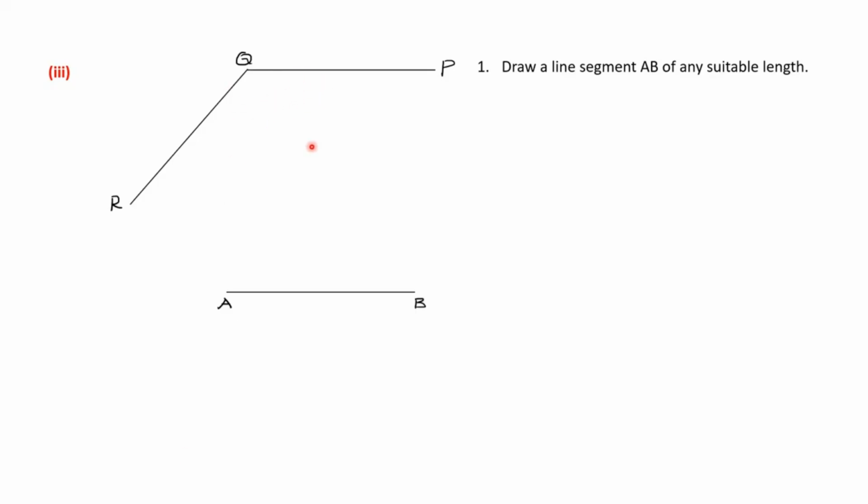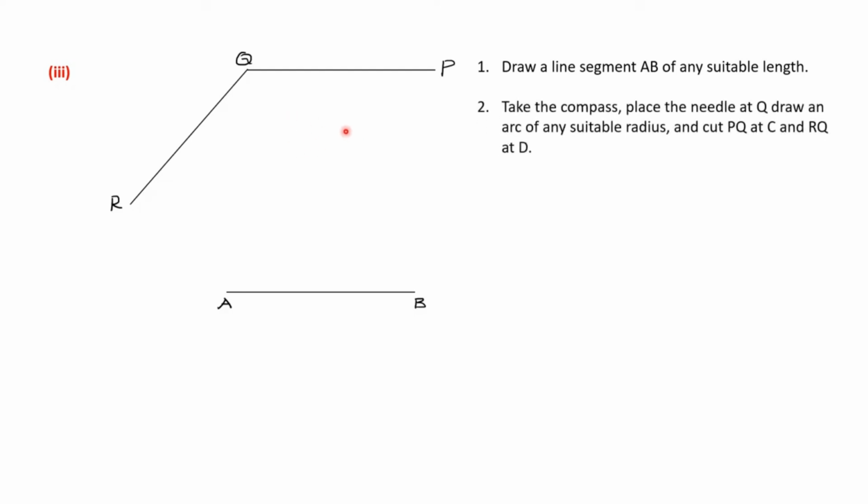Go back to this angle and take your compass, place the needle of the compass at Q because we're going to use Q as the center, and draw an arc of any suitable radius. On your compass, you can get any radius and draw an arc just like this. You'll get an arc here. Now this arc has cut PQ, the line PQ at a particular point. And we are going to name this point C, and it has cut RQ at a particular point. We are going to name it D.